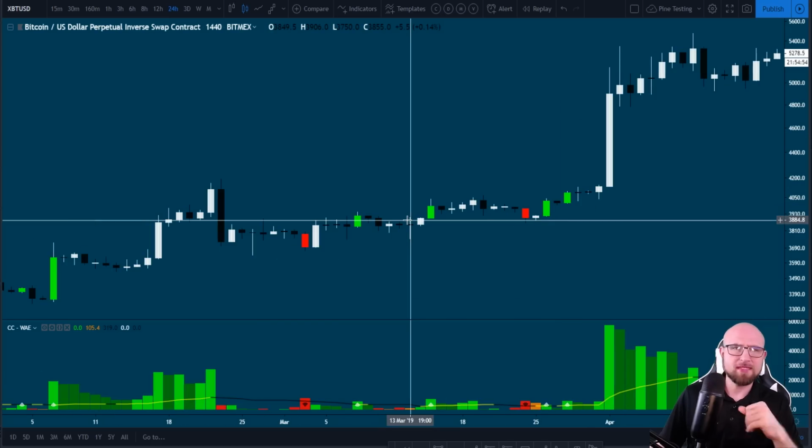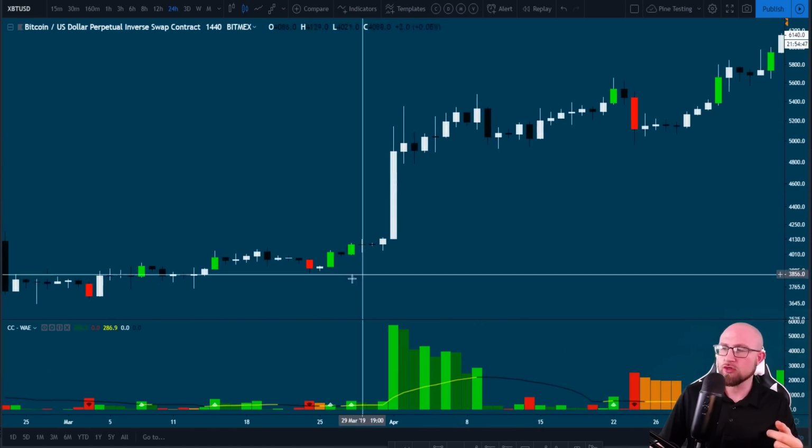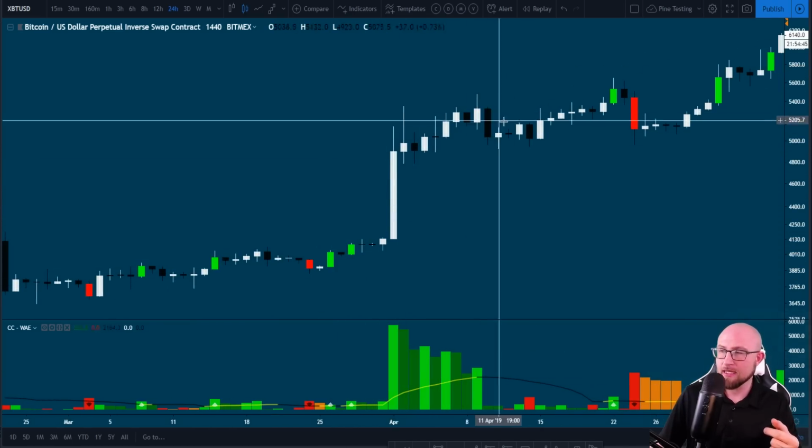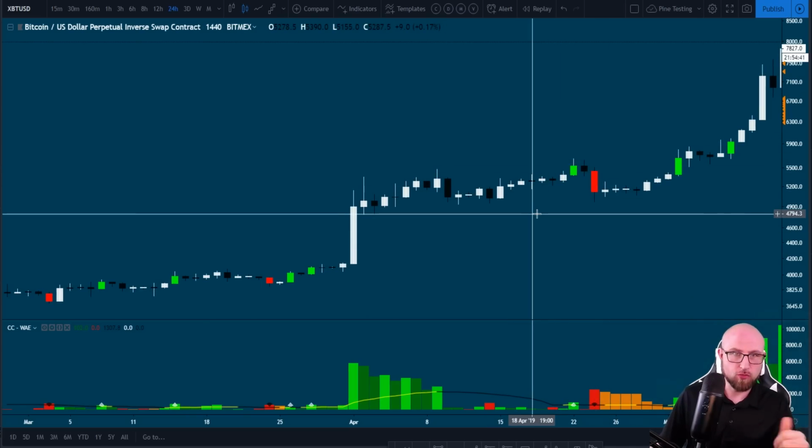So, what are some things that can help strengthen the Waddah Attar indicator? Well, an exit signal is going to be good because when you're using a trending indicator to get in, you don't want to be using a trending indicator to get out, because often you will give up a lot of potential profit.